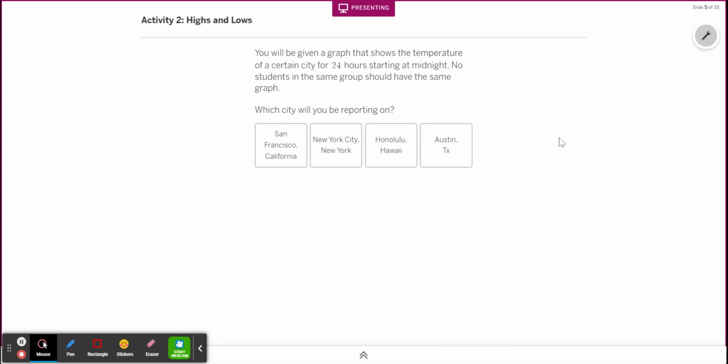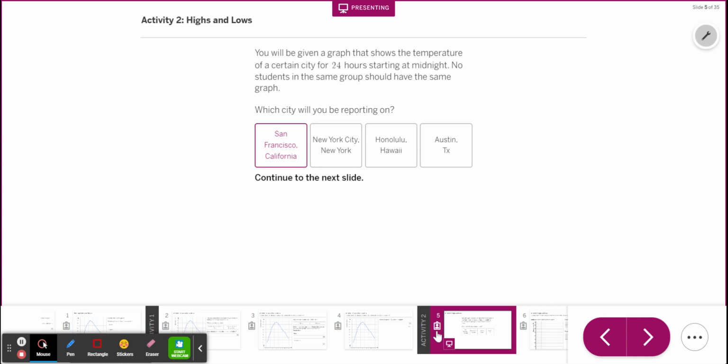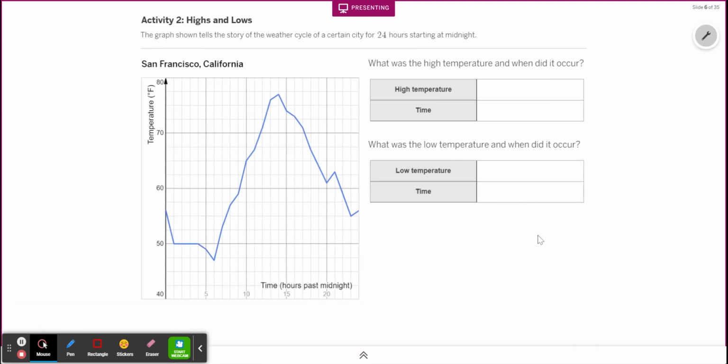Alrighty. Activity 2. I want everyone to go ahead and select San Francisco, because otherwise our data is different for each of these because they all come from different areas, so they have different temperatures. And so it's easier if we all just use the same city. All right, now these graphs are not very friendly. Like we go up by 2.5 degrees. So some of these, if you don't have it exact, is going to be off. So that's why I want to make sure we're using the same cities.